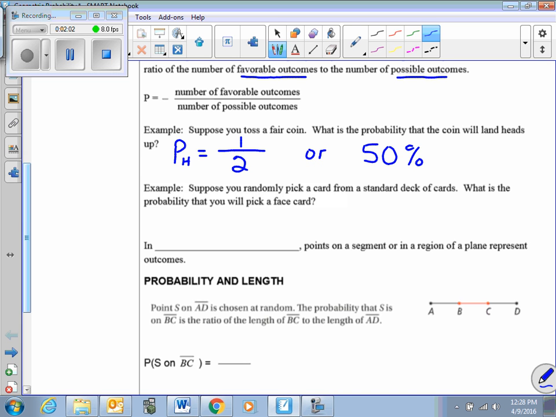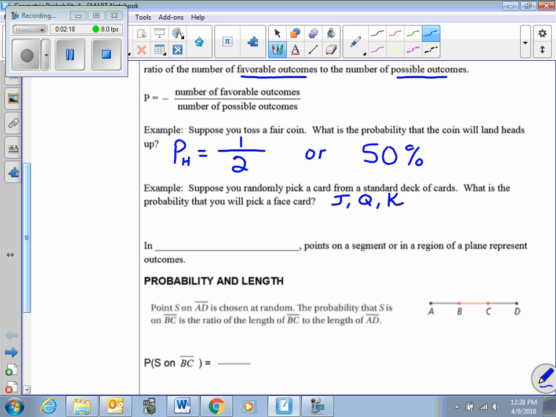All right, how about another one? Suppose we've got a standard deck of cards and we want to know what the probability is that we'll pick a face card. Well, we've got to know what a face card is. We're talking about a jack, a queen, or a king.